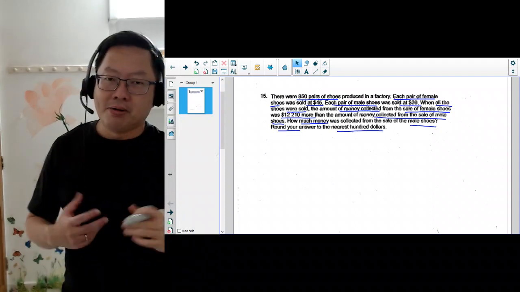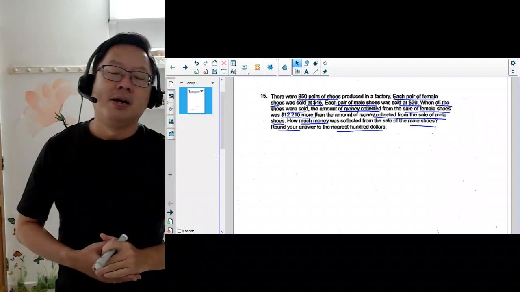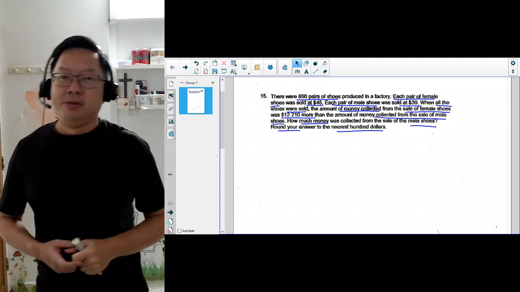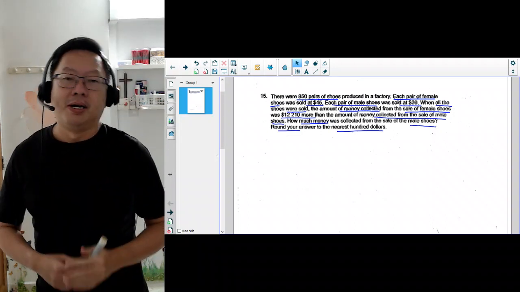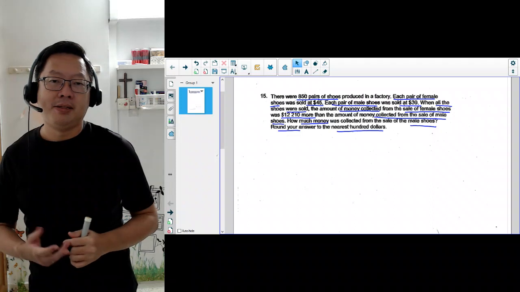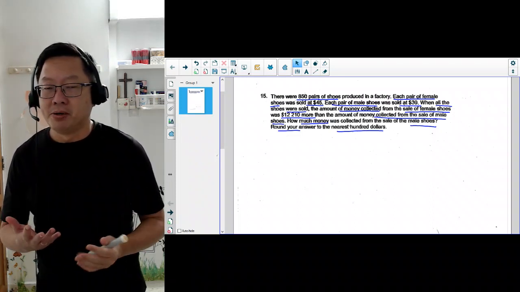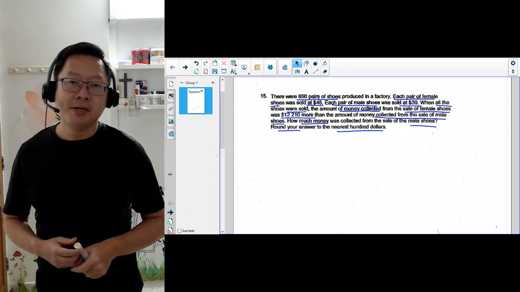Now it looks quite difficult again, right? Looks quite hard. So we run through the methods. What are the methods that we can use? Do I want to draw a model? There's no more than, there's no less than, there's no twice, there's no fractions. So I don't think I want to use model drawing because it's not a good method to use here.